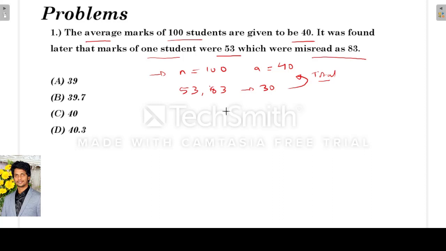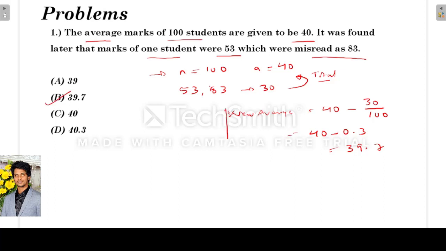See, we can do it like this also. The new average will be 40 minus, how much do we have to reduce? 30 by the total number of students, 100. So 40 minus 0.3 will be our new average, which is 39.7.